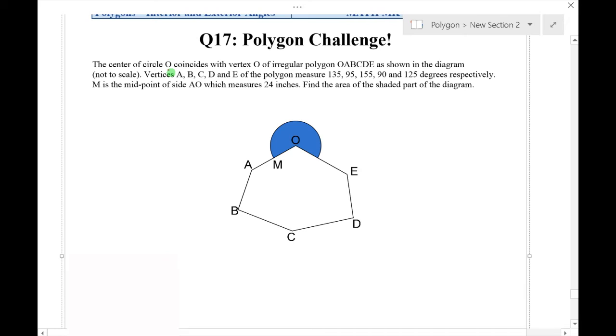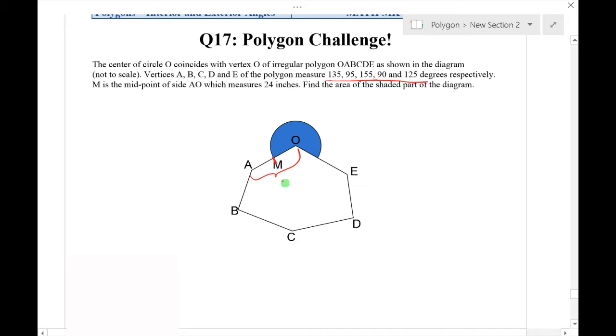The center of circle O, this circle here, coincides with vertex O of irregular polygon OABCDE, as shown in the diagram. Vertices A, B, C, D, and E measure so much. Okay. M is the midpoint of AO, the midpoint of this.